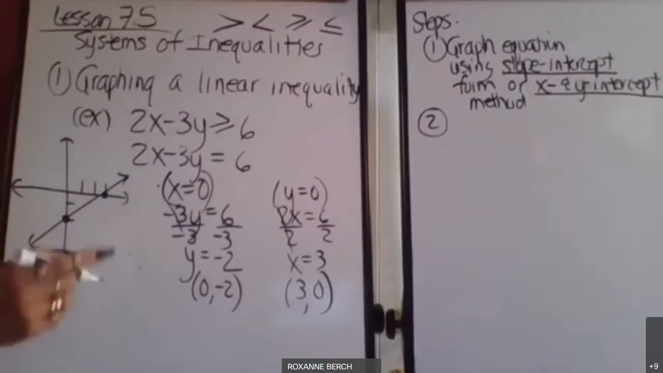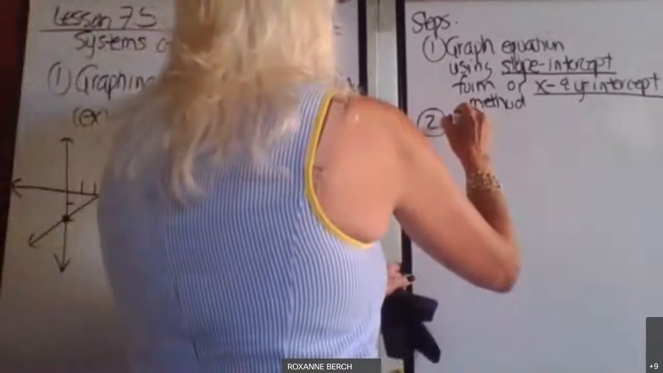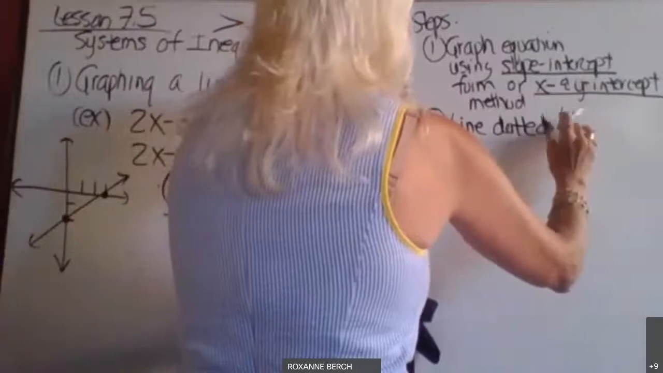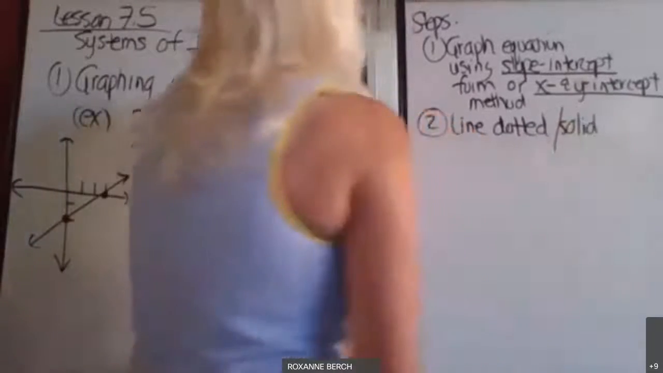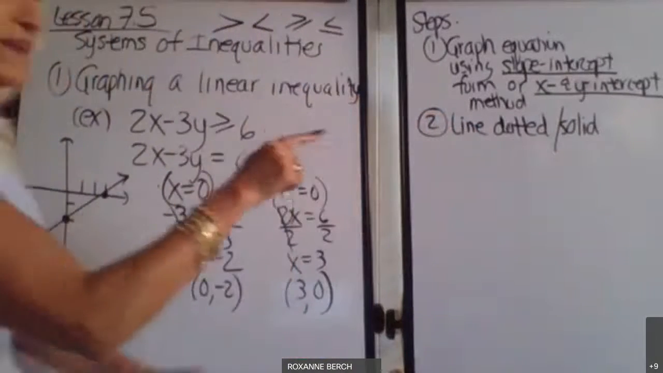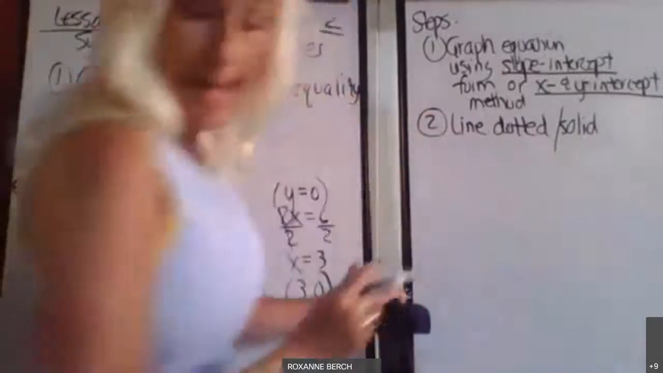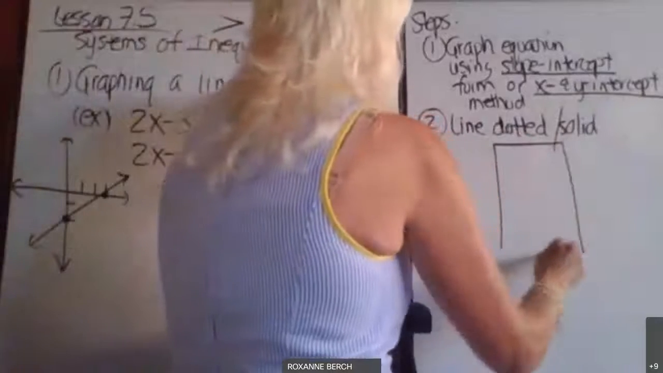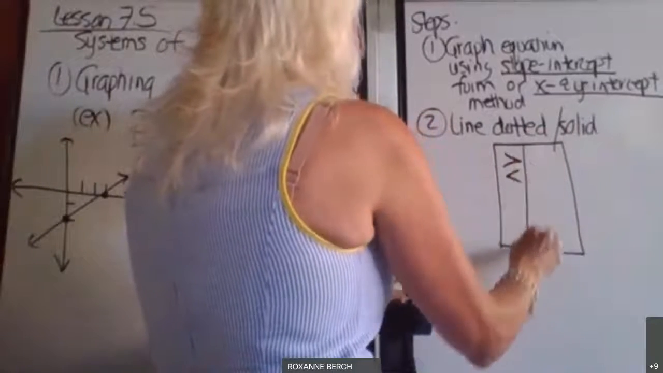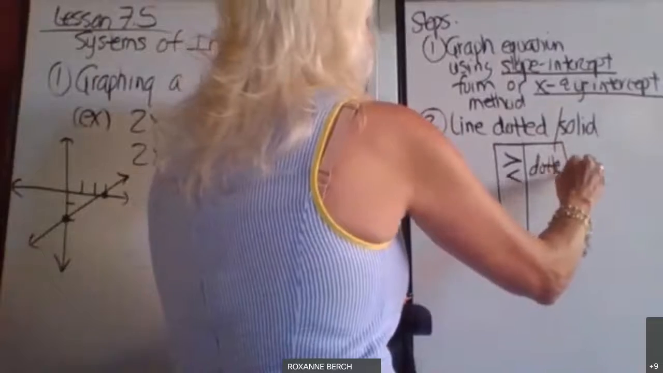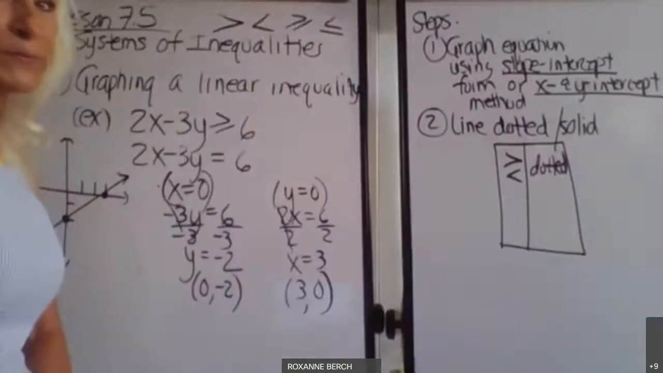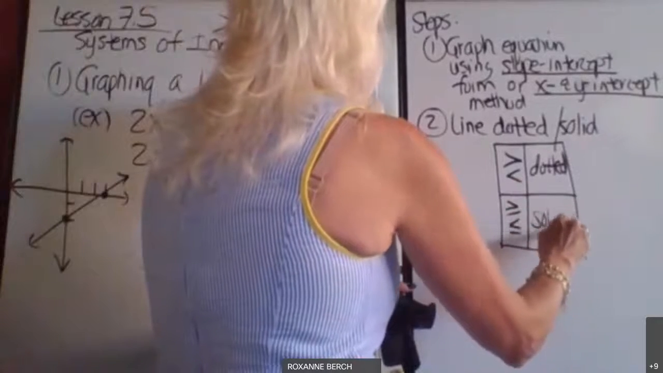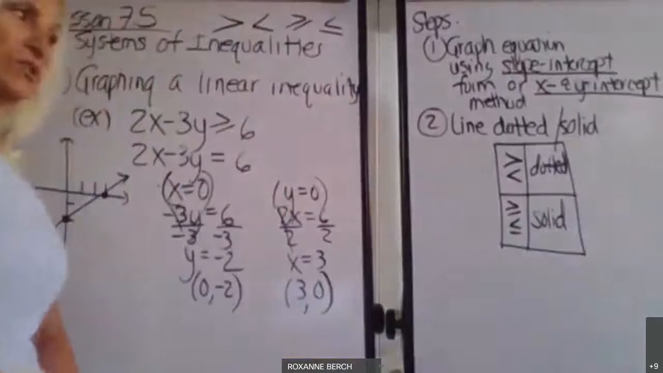The second step is decide if the line is dotted or solid. Now, let me just write it down. Greater than or less than means the line is dotted, and that means that the solutions cannot be on the line. For greater than or equal to or less than or equal to, the line is solid, and that means the solutions can be on the line.